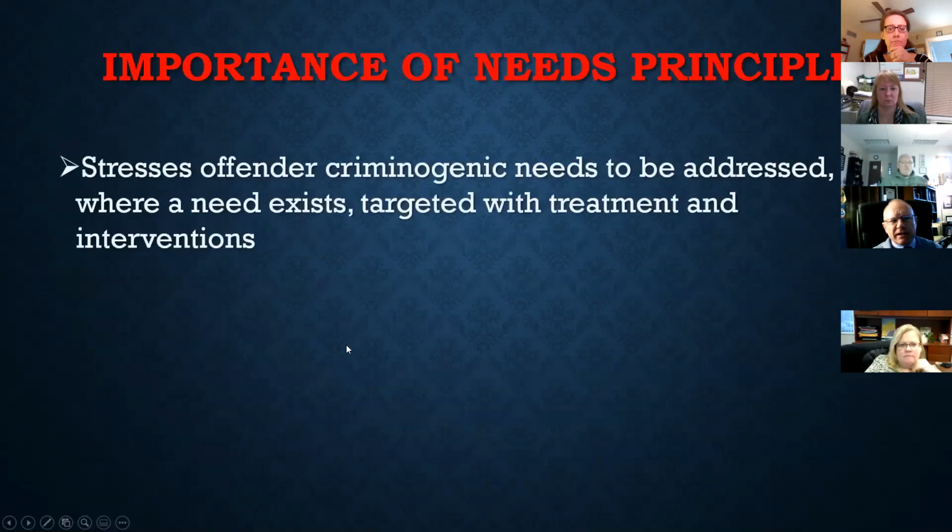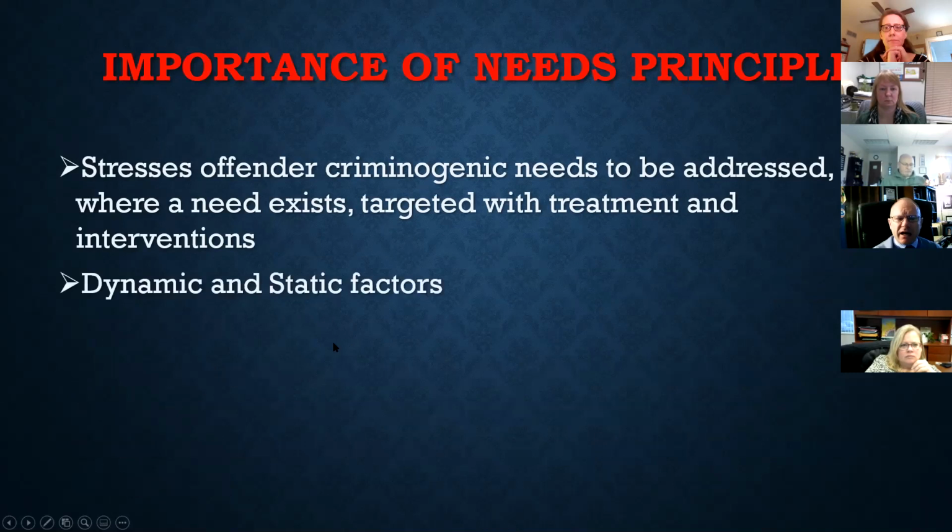Now, importance of the need, again, stresses offenders' criminogenic needs to be addressed. Where a need exists, target with treatment and intervention. We're looking at dynamic and static factors. Again, static factors are things that don't change: age of arrest, gender, although we live in a society now where you can change those factors, no doubt. So we're cognizant of that. You can even change your criminal history if your record was expunged, all right? So that's another thing I kind of test people on about static factors that could change, especially if you're a juvenile and you've had your records expunged.